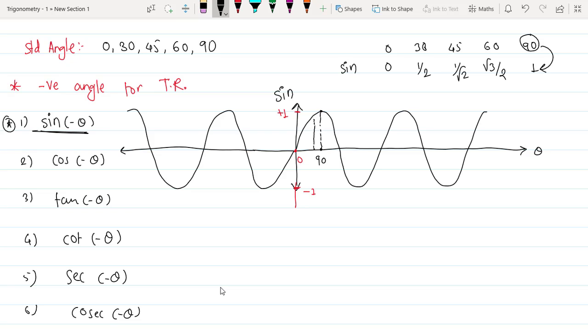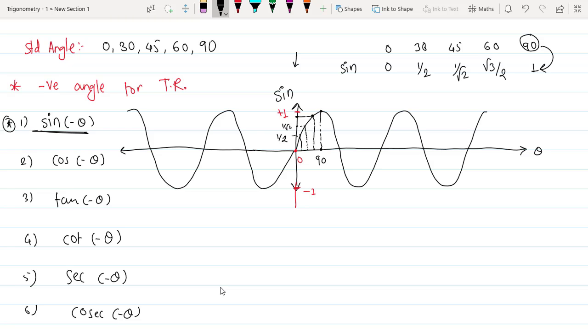So this is the 60 degree point. At this point, what should the value be? This is nothing but root 3 by 2. Then what will it be at 45? 1 by root 2. Okay, and this is our 30, so here my value will be 1 by 2. So this is how we get it. And it is exactly symmetrical to the y-axis. So this is your y-axis and it is exactly symmetrical.